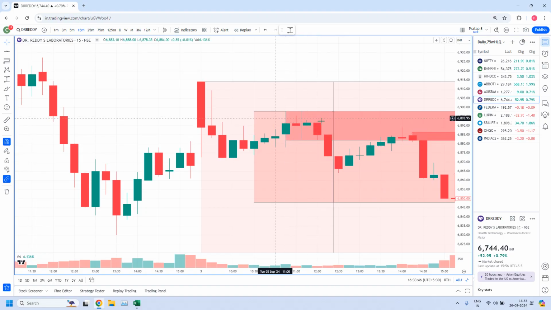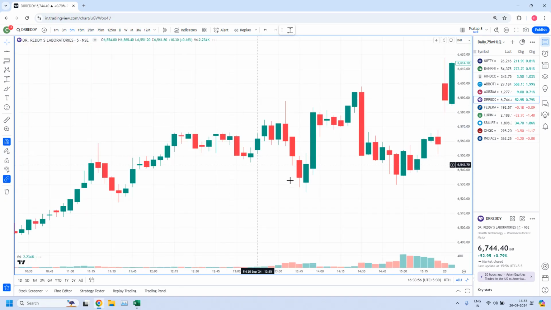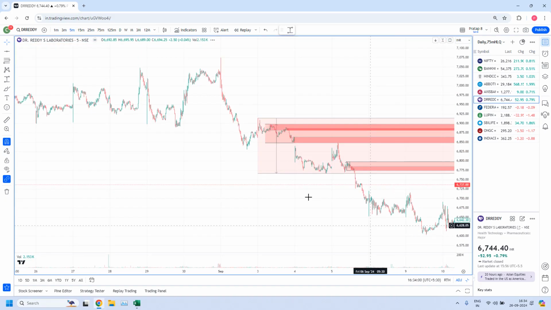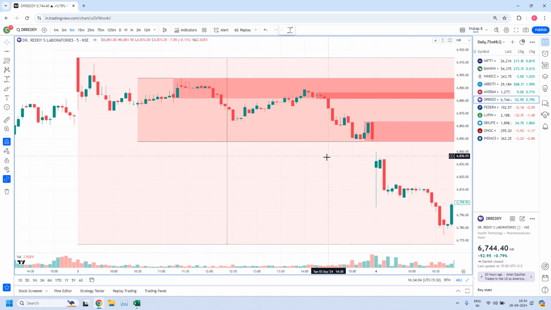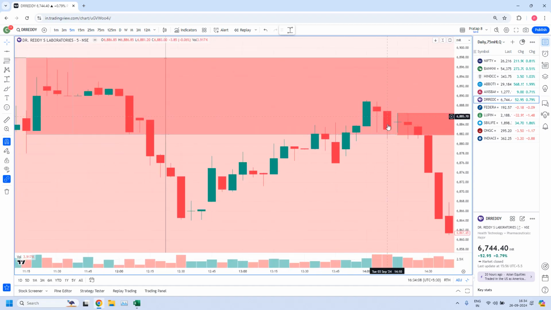Rally, 1, 2, 3 base candles and a drop candle. This is a valid zone. This is a drop base drop. Again this is a drop, 2 base candles, drop. Now let me go to the 5 minutes time frame. Now you have a clear structure. Sorry for my mistake. Here you see you have a drop, you have 3 base candles and a drop candle.